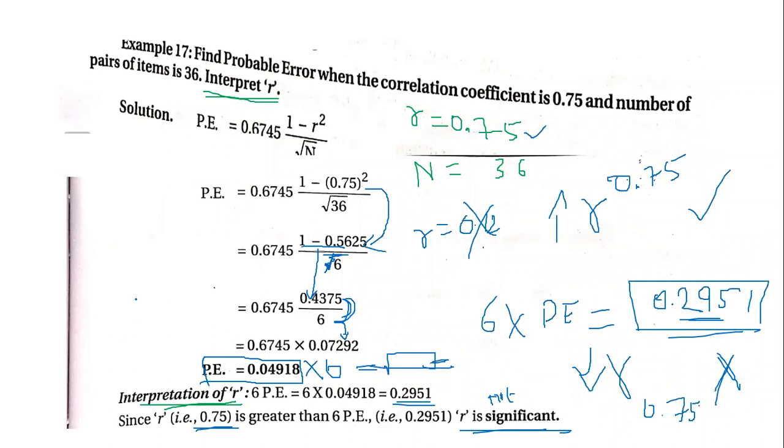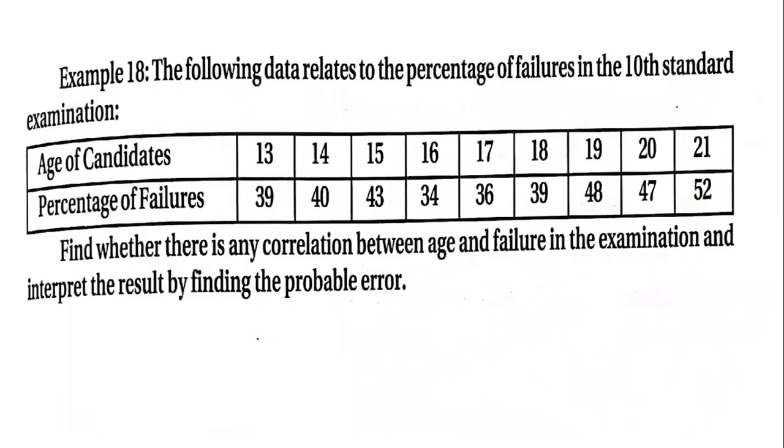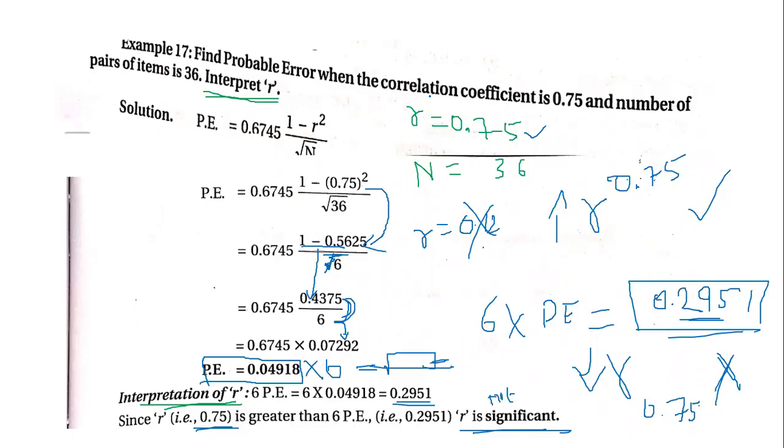Fine. The next problem is a complete problem of calculation of correlation along with probable errors. We will do this problem in tomorrow's class. I hope all the problems that we did today are clear. A few corrections here and there, please make them in your notes. I will forward the notes later.